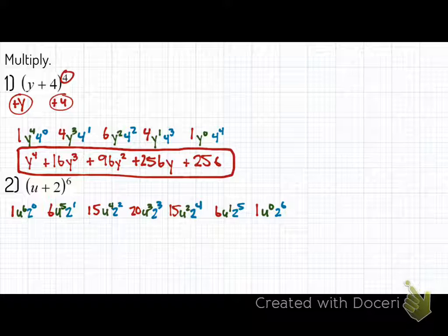Doesn't that look pretty? Look at those colors. Yay, I love colors. Okay, cool. It's my favorite.